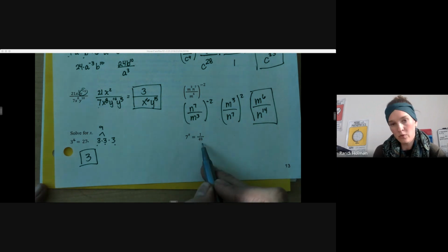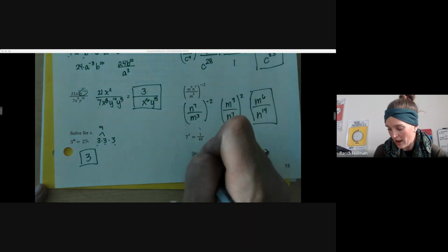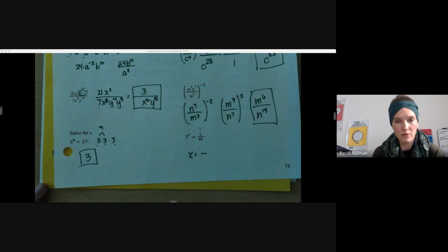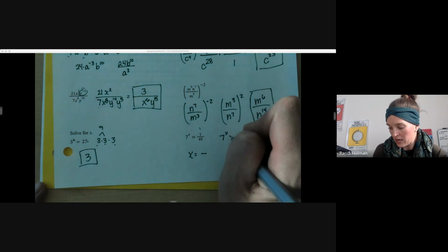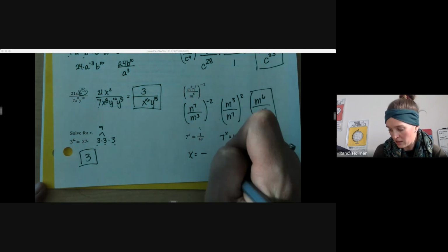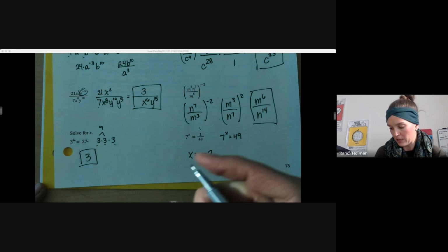7 to what power is 49? Okay, start with the same, that it's a division, so x has to be negative. We're dividing, not multiplying. Then 7 to what power is 49? And that is a 2. So we get the negative, makes it a fraction. 2 factors of 7 make 49.